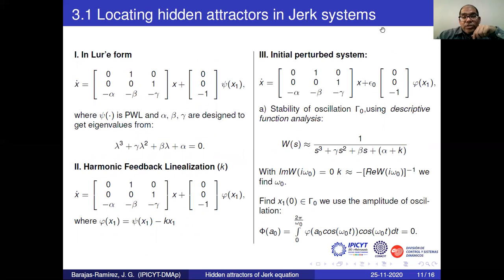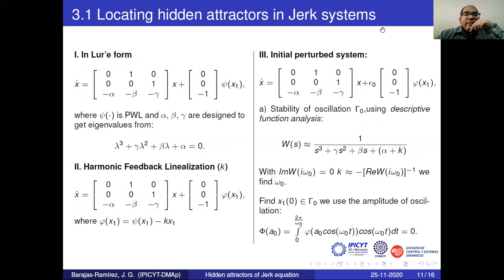And you can see the construction is simple. We only use static nonlinear functions that are piecewise linear only on x1. And we identified that for the equilibrium points to have different types of stability, you would need to have alpha, beta, and gamma solving this characteristic equation. From that, you can find the perturbed system, and it's relatively simple to identify the values of the feedback to have harmonic feedback linearization and the frequency where you are oscillating in the linear perturbed system.